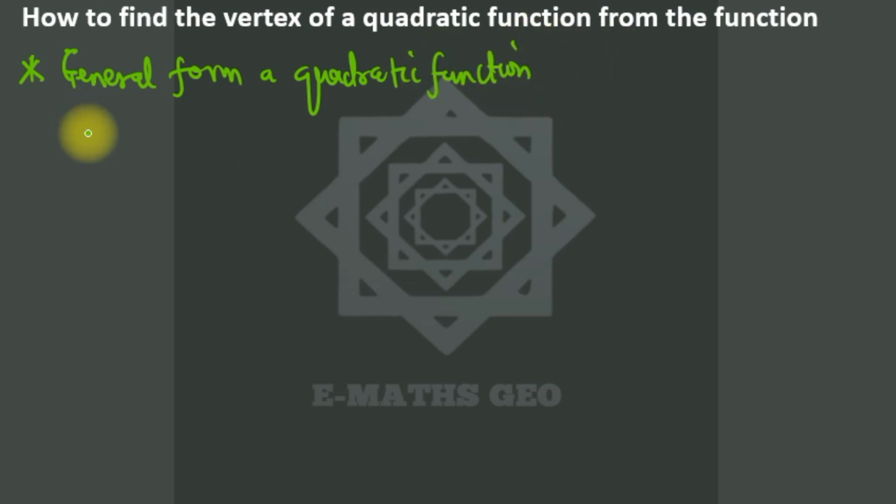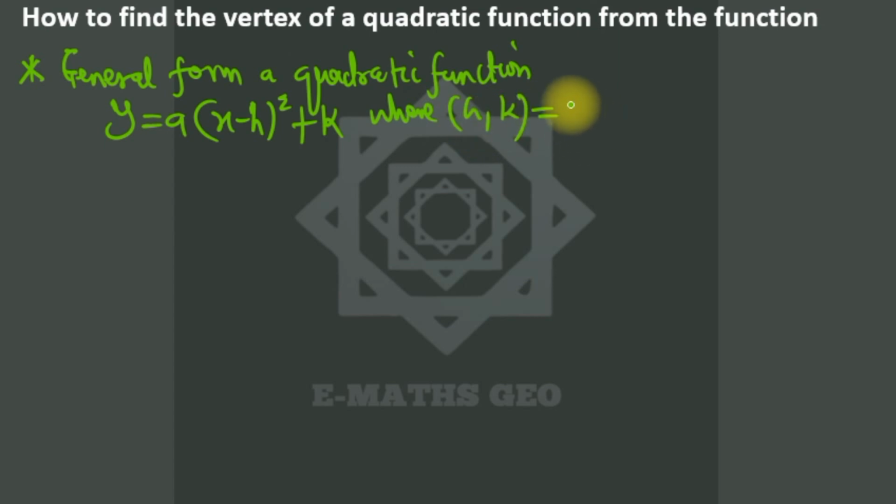That is, every quadratic function is always equal to y equals a(x minus h) all squared plus k, where the coordinate (h, k) is the vertex. So we need to transform the function to look like this. Here (h, k) is now the vertex, which is what we are looking for.